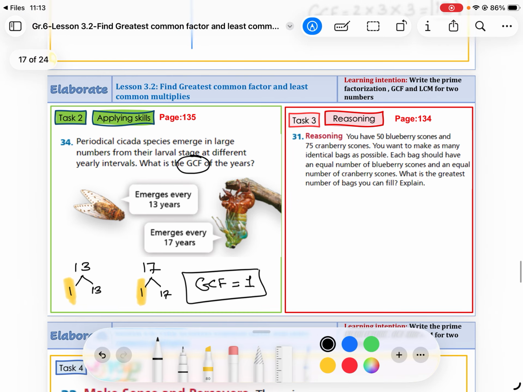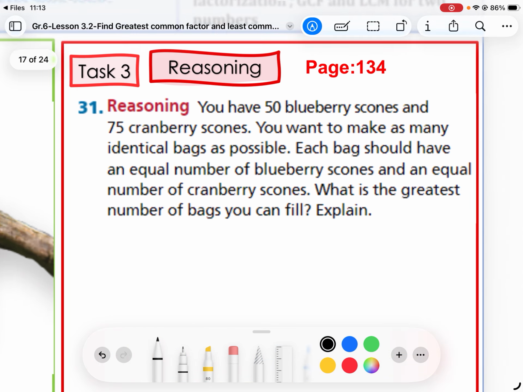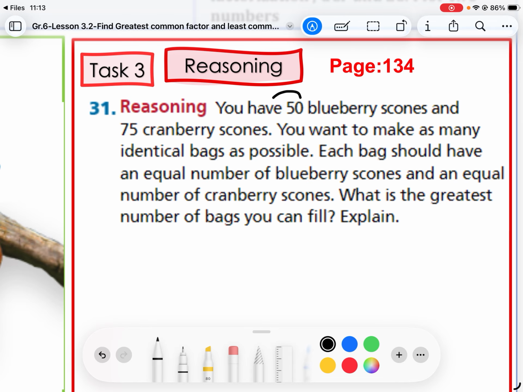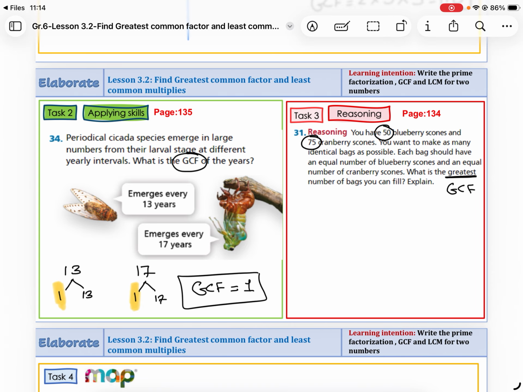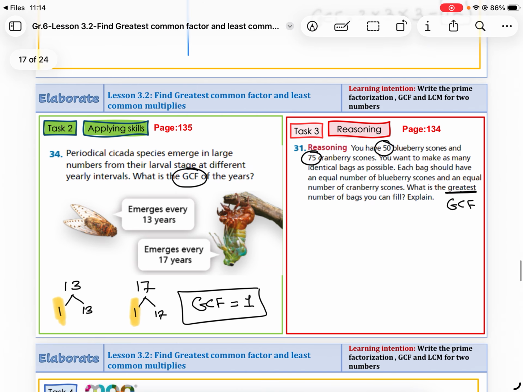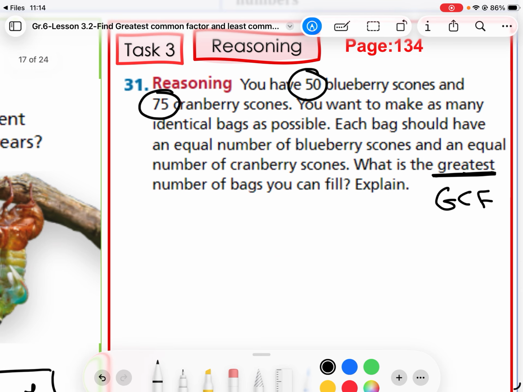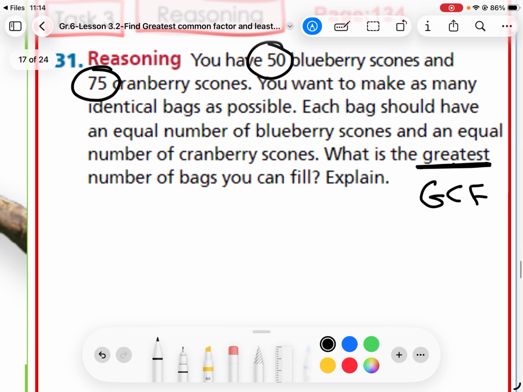What can we do? So here the same idea. You got 50 and you got 75. What should you do? They're asking you for the greatest. So again, when you see the word greatest, you should think of what? The GCF. So factor 50, factor 75, guys. Circle the common, and then okay, let's do it. Why not? Okay, it's gonna be long, I hope I have enough space.